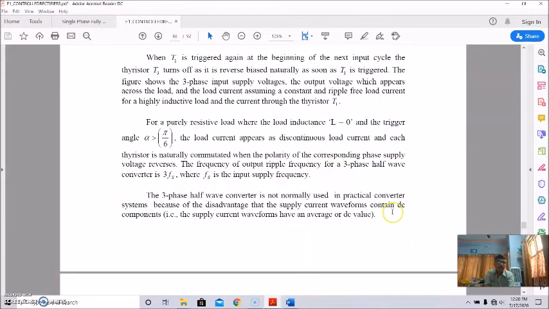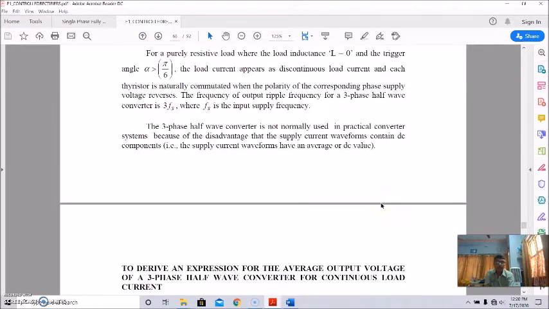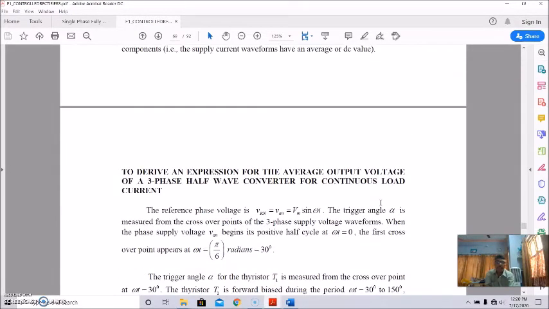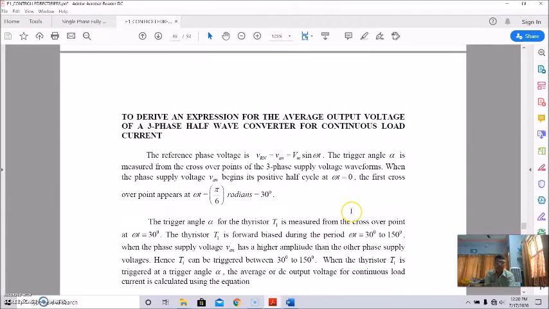So if we derive the expression for the average output voltage of a three-phase half-wave converter for continuous load current, it will be like this. The reference phase voltage, the R phase voltage with respect to neutral, VRN, is Vm sin omega t, as shown in the diagram here.